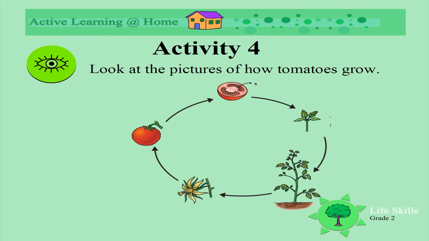Let's look at the pictures of how tomatoes grow. First, the tiny little seed from the tomato fruit that we get. The tiny little seeds inside. We plant those and they begin to grow into seedlings. The seedlings then grow into a full plant. The plant flowers, and eventually the plant gets the fruit, and the fruit are the tomatoes.